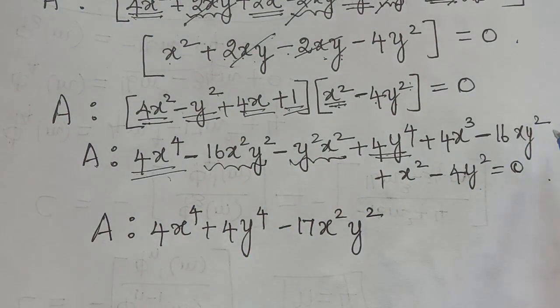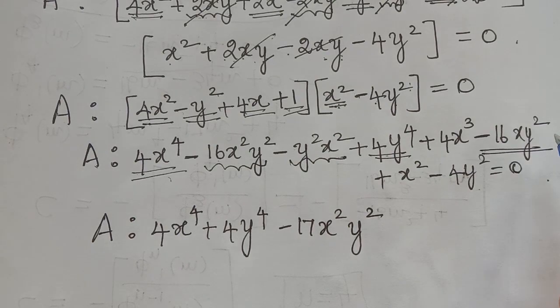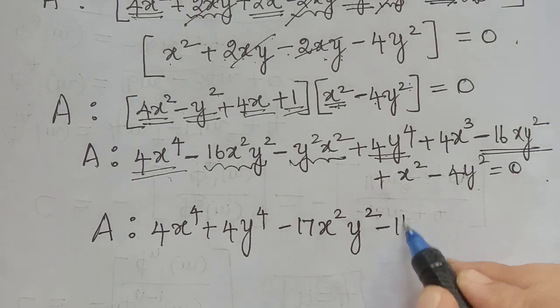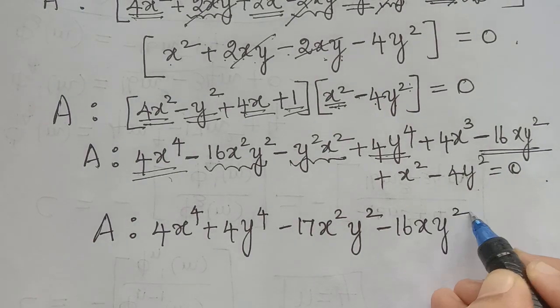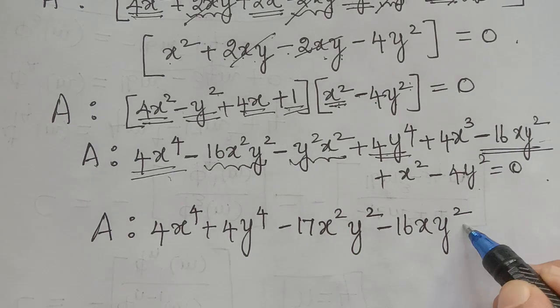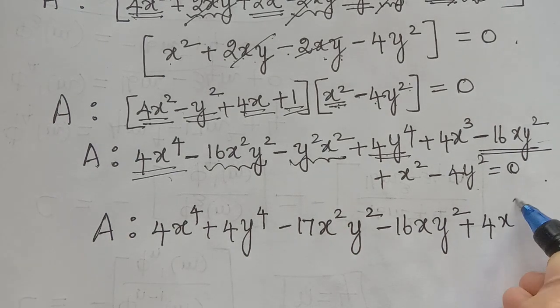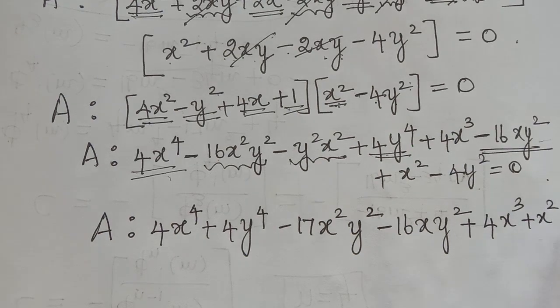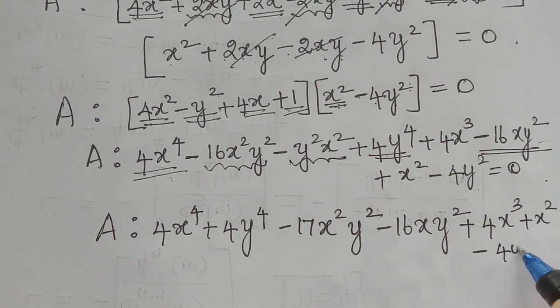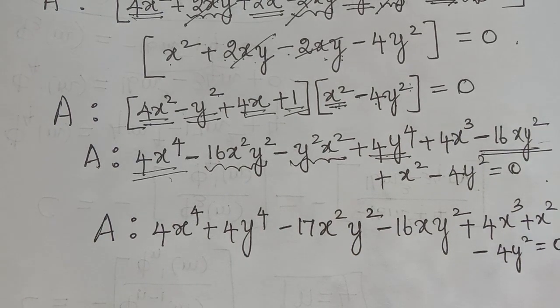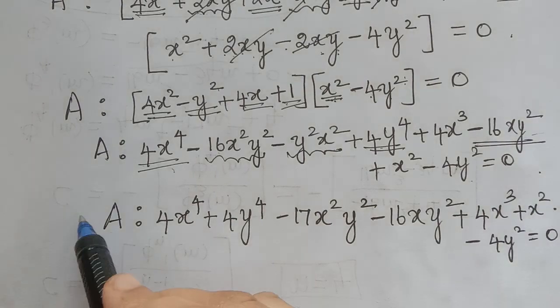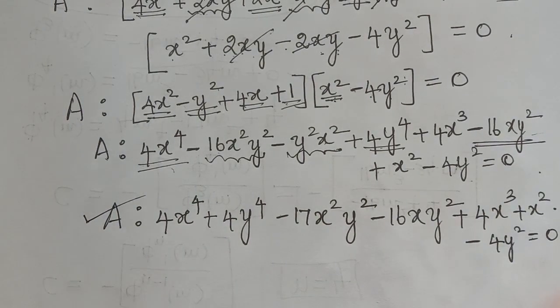And then we have this term, so we shall write that. So minus 16x y square. So this term is also done. So plus 4x cube plus x square minus 4y square is equal to 0. So finally we have obtained the combined equation of the asymptote.